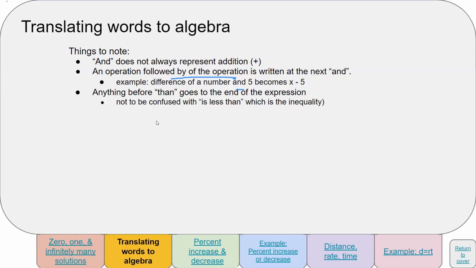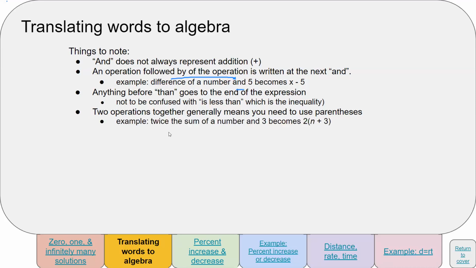Looking with where we have. So like 5 less than 8, you're going to have 8 minus 5. So the 5 has to go at the end, whatever it was in for. 2 operations that are together generally mean that you need to use parentheses or some sort of grouping symbols.